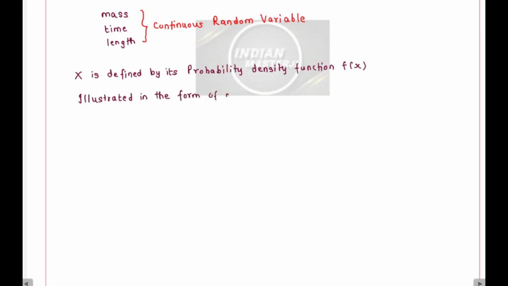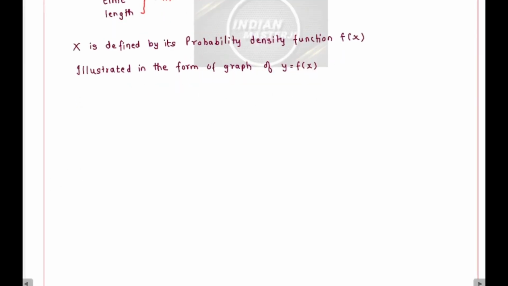Form of graph of what? Y is equal to f of x. Okay, let's see an example on this. What I'm trying to say here. So if x is any continuous random variable, then its probability density function may look somewhat like this, not necessarily this specifically. This is a graph with a certain interval.